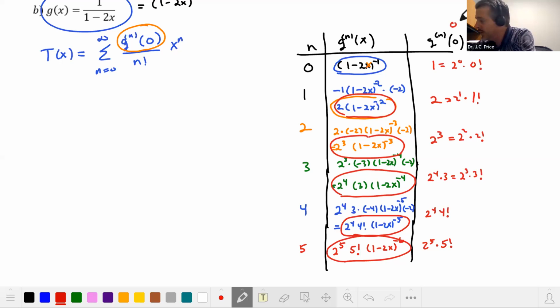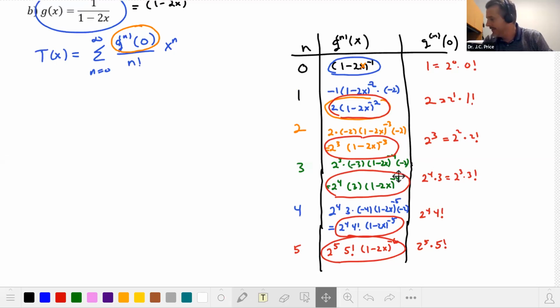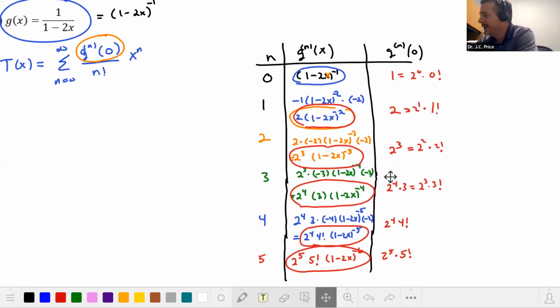So 0 factorial, here, let me get away from my picture. Sometimes my head's up there hiding this stuff. So let me just scoot down a little bit here. All right, so here, 0 factorial is actually equal to 1, right? By definition.